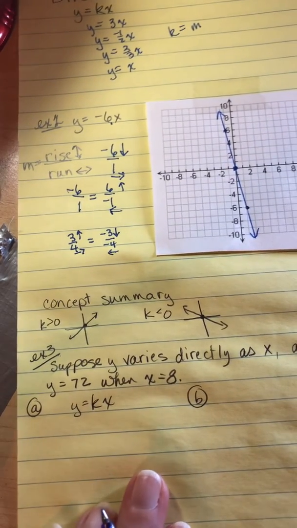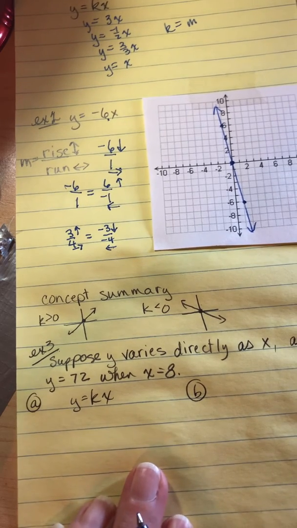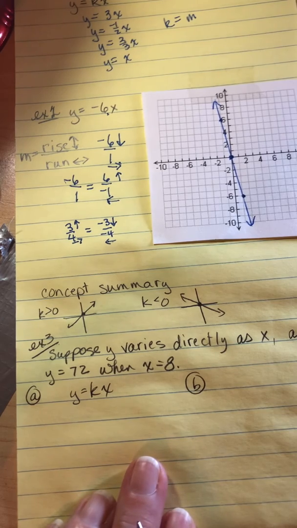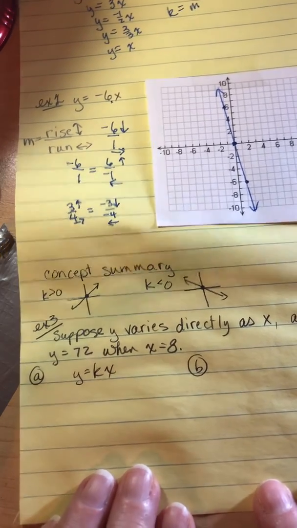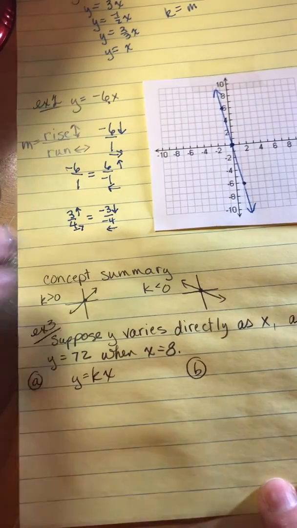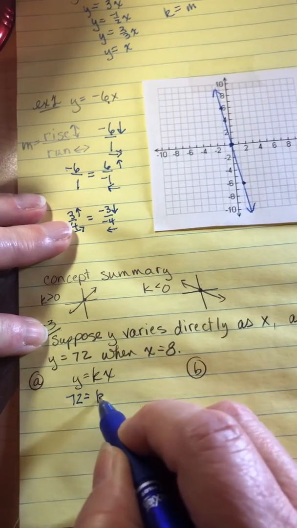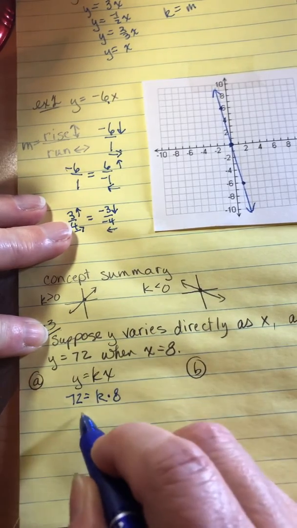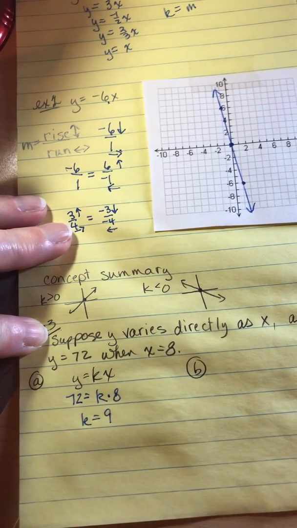Moving on to example 3, it says suppose y varies directly as x and y equals 72 when x equals 8. Obviously, we're not going to graph this. But it's the idea that I can find what k is, because 72 equals k times 8. And you can tell me already, k is 9. That's the constant of variation.